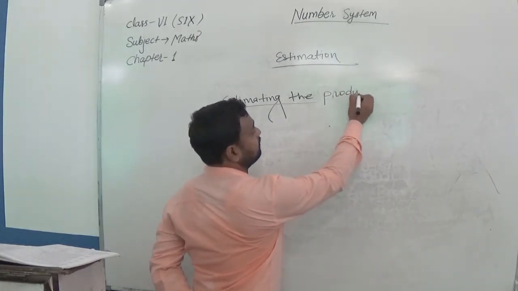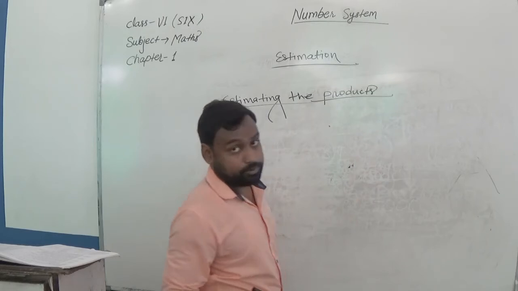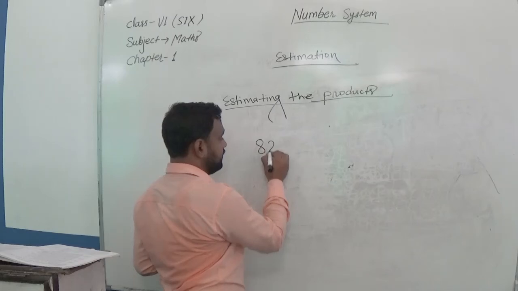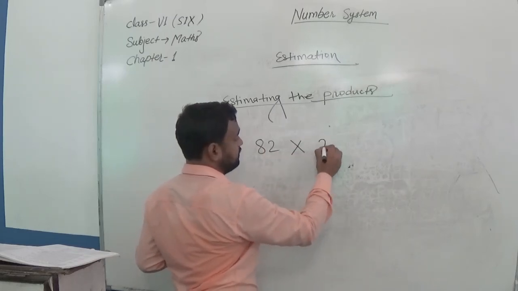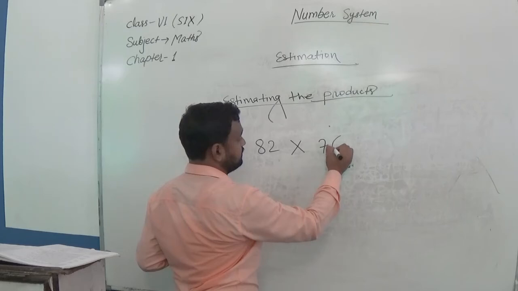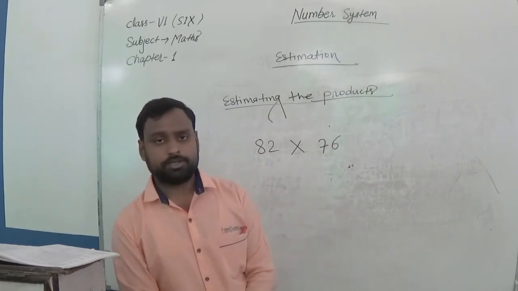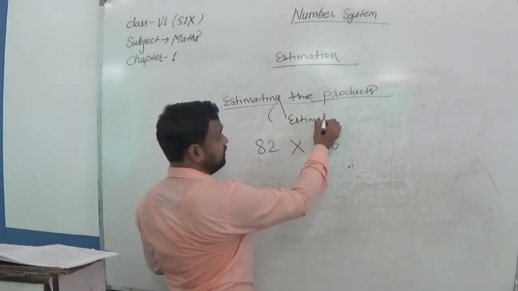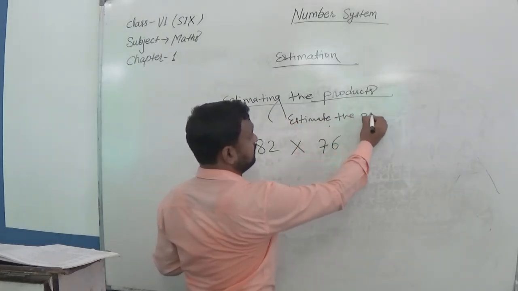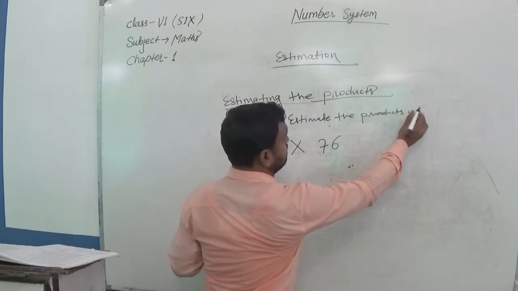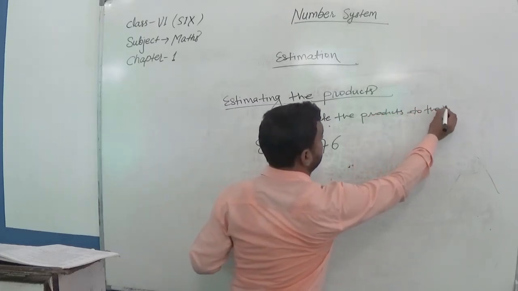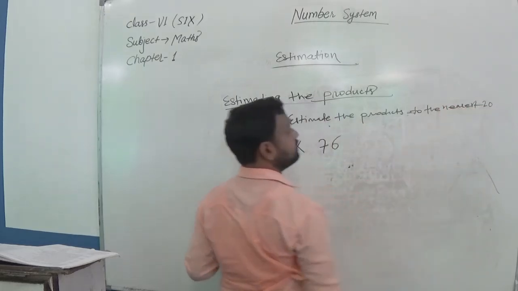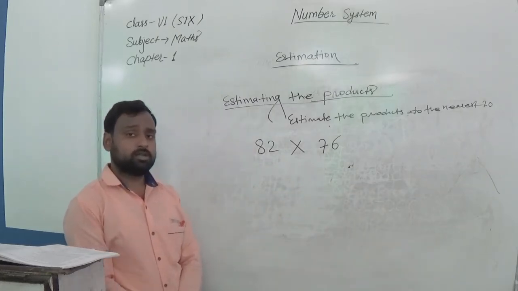Estimating the products. Suppose you are being given 82 multiply 76. The question will be: estimate the product to the nearest 10.